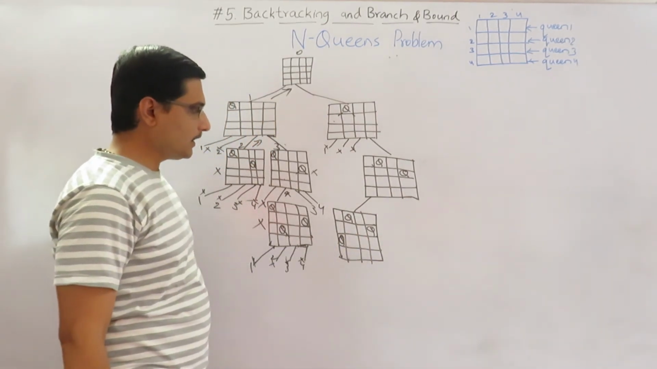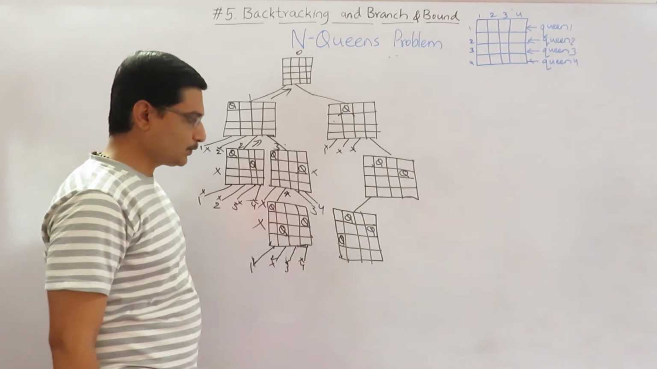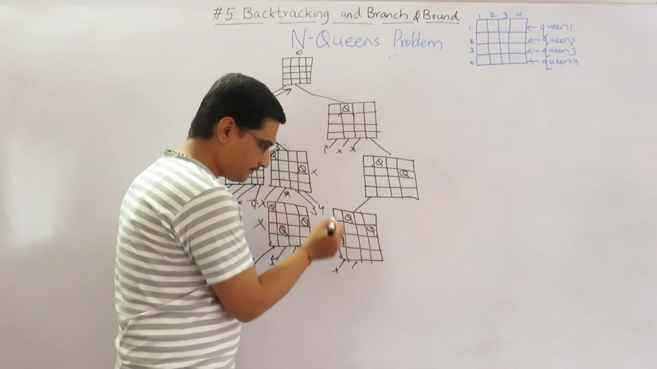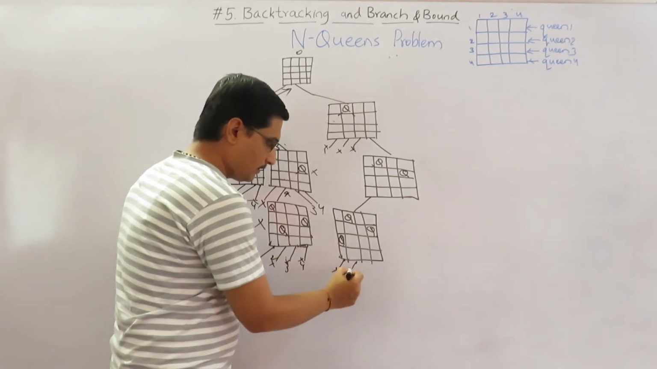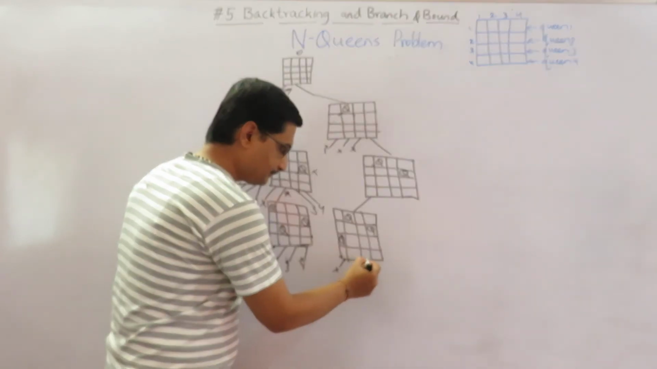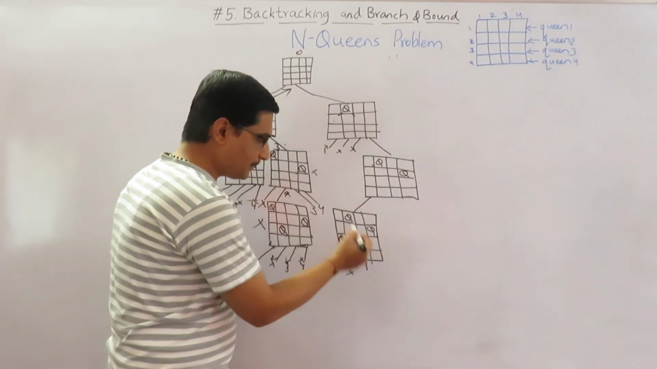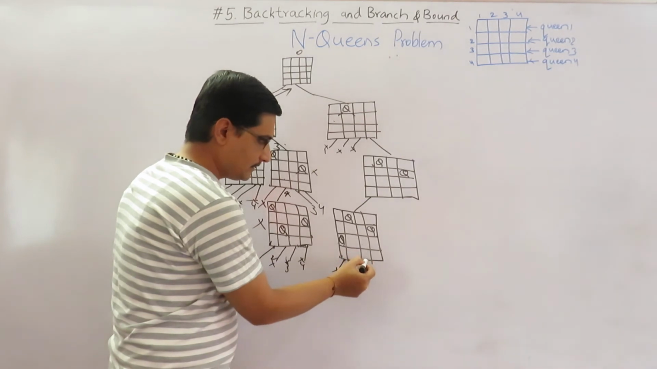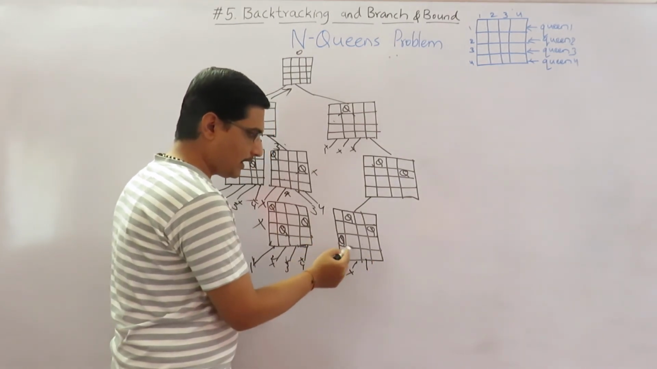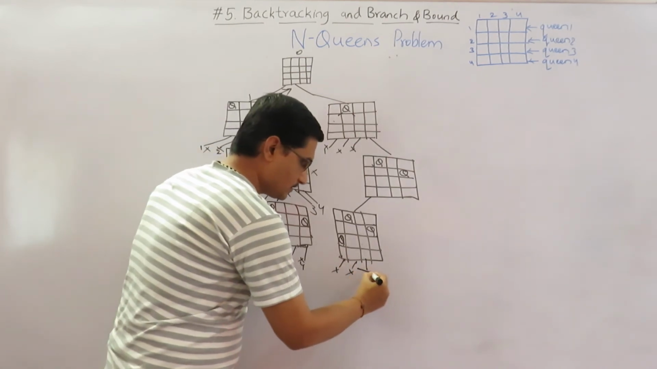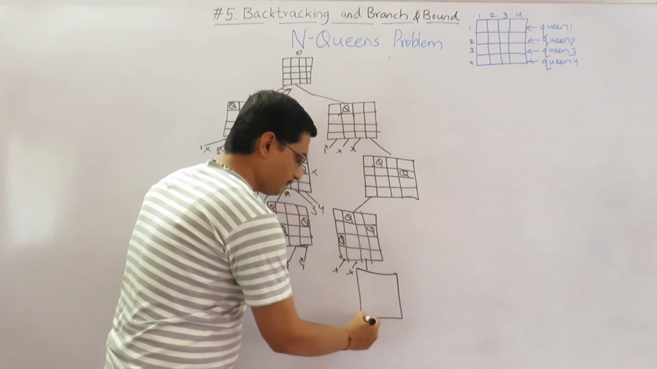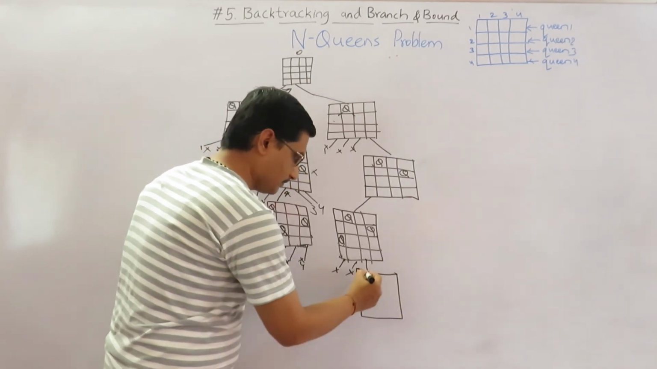Yes. Now we need to place the fourth queen. For the fourth queen, the first column is not possible because the third queen is there. Second column is not possible because the first queen is there. Yes, we can place it here because there are no queens in that column and no diagonally equal queens. So we can place the queen in the fourth row, third column.